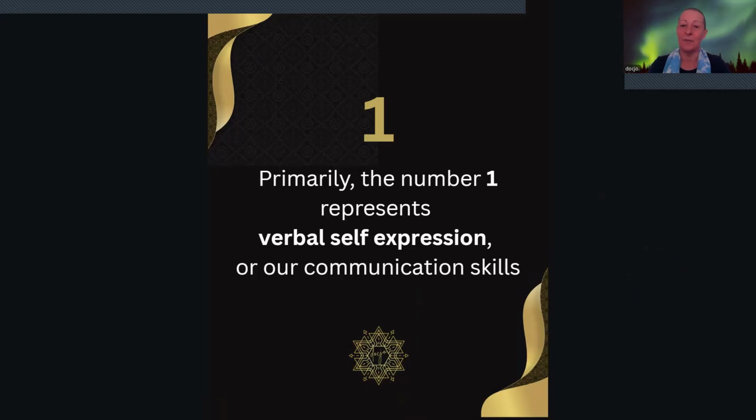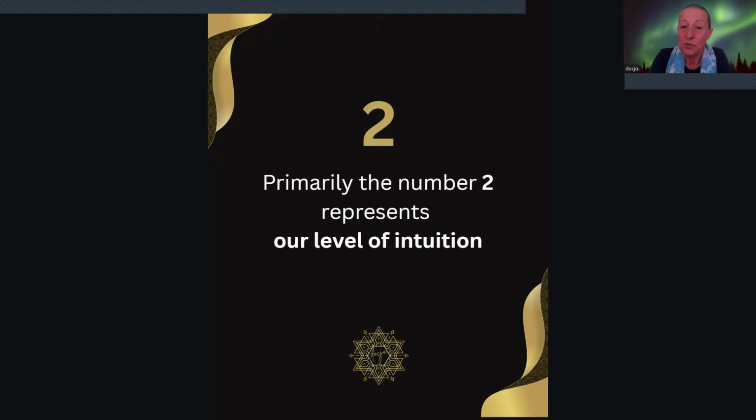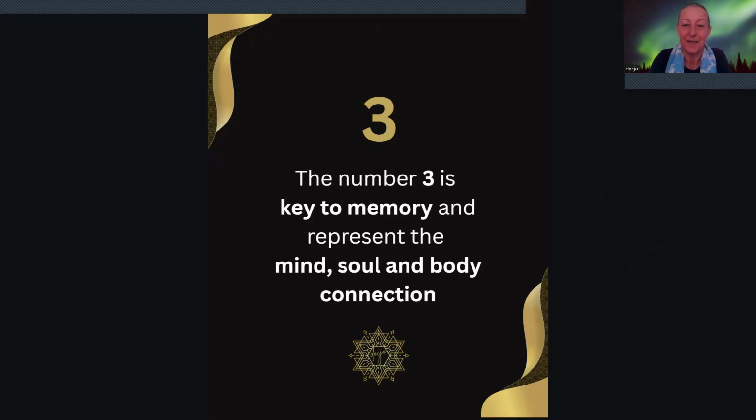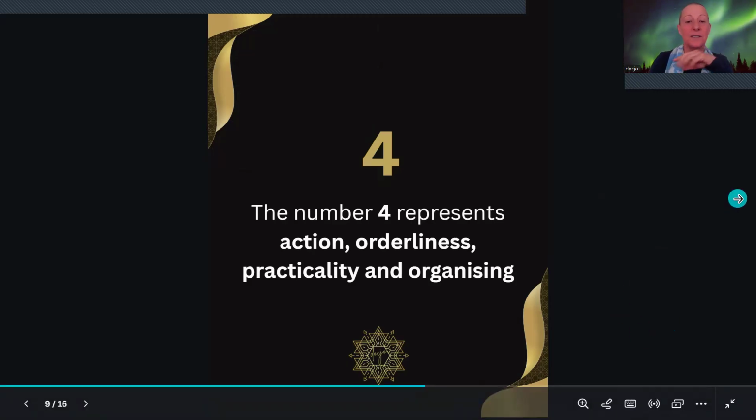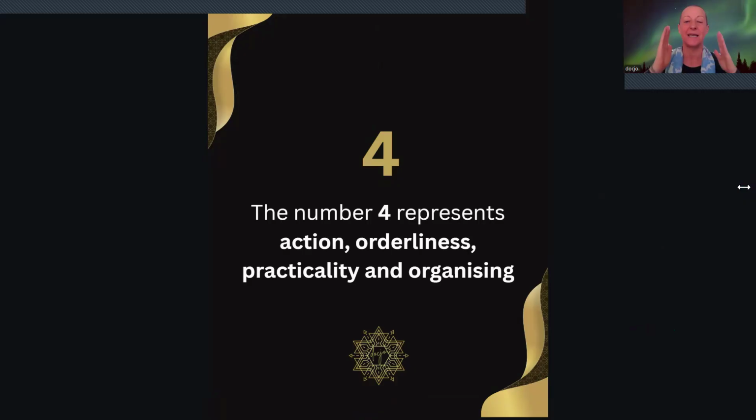Okay, primarily the number one represents our verbal self-expression or our communication skills, how we communicate in the physical realm. The number two primarily relates to our level of intuition. 3 is key to memory and represents the mind, body, soul connection, so its symbol is represented by the triangle: body, mind, and soul. The number 4 is all about action, orderliness, practicality, and organization, depicted by the square.